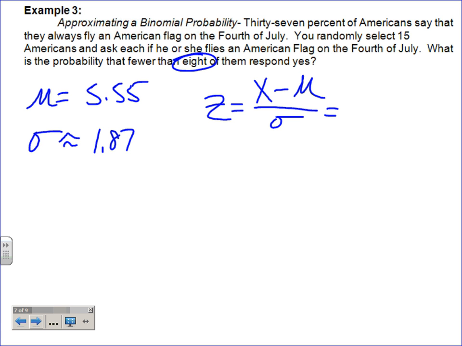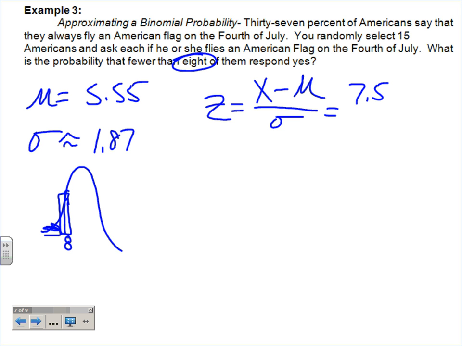I want to compare 8 to the mean, but is it actually 8? It's 8 in binomial language, but is it 8 in normal language? Why is it 7.5? Fewer. Again, you go back to that picture. Here's the binomial rectangle. Well, that's terrible, but you get the idea. There's 8. I don't want that rectangle. I want this stuff over here. So you use 7.5.